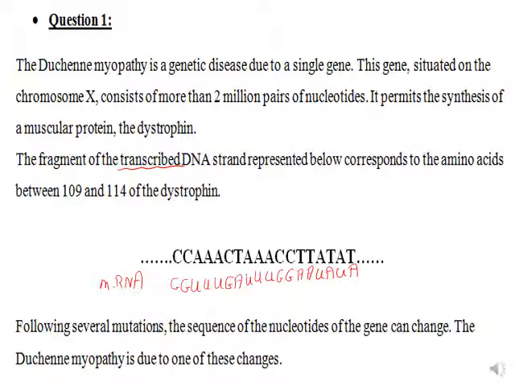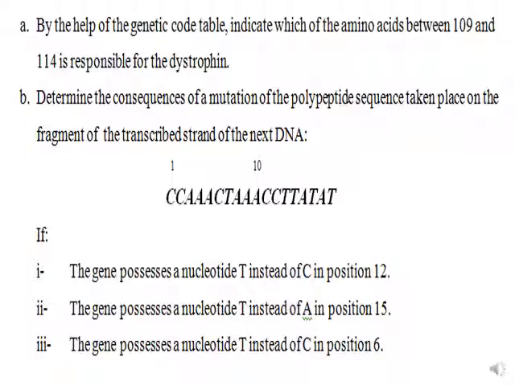Following several mutations, the sequence of the nucleotides of the genes can change. Duchenne myopathy, or what's called Duchenne muscular dystrophy, is due to one of these changes. Part A. By the help of the genetic code table, indicate the amino acids between 109 and 114 of the dystrophin. Number 2. Determine the consequences of a mutation on the polypeptide sequence of the fragment of the transcribed strand of the DNA.